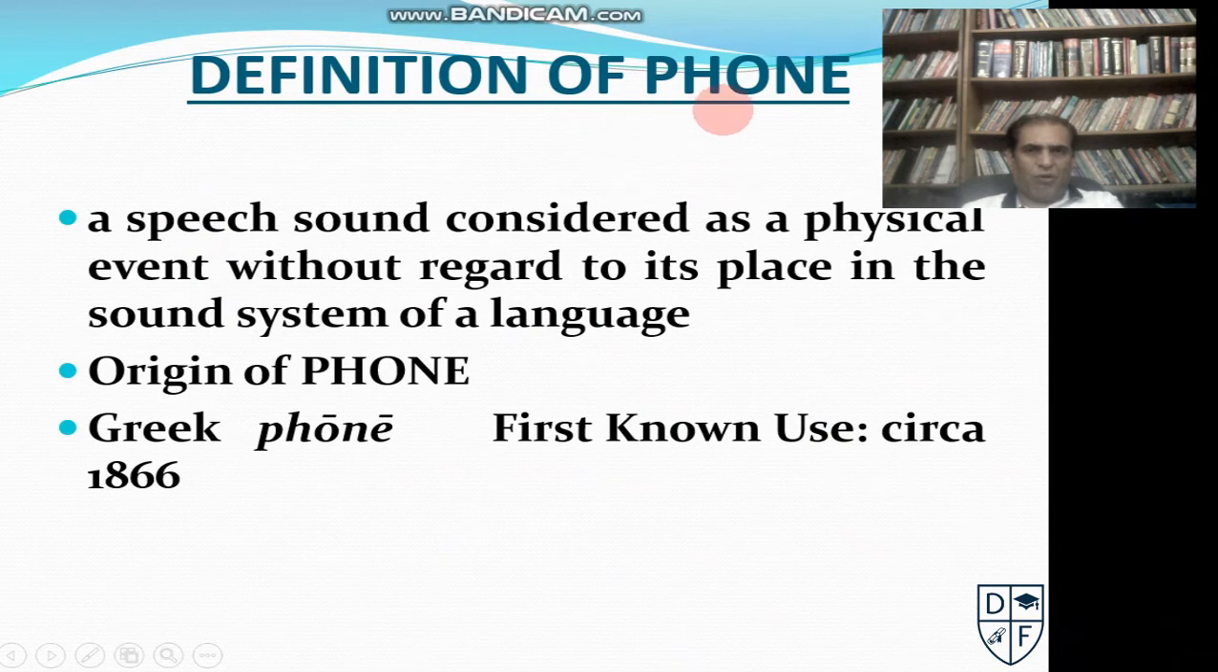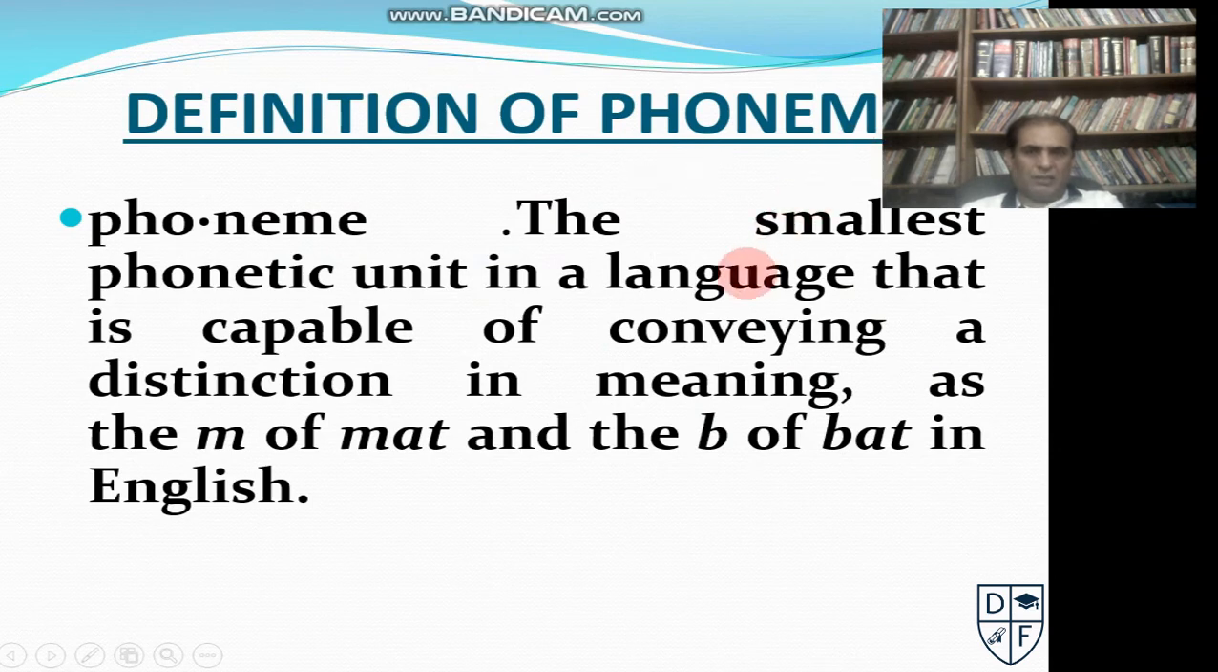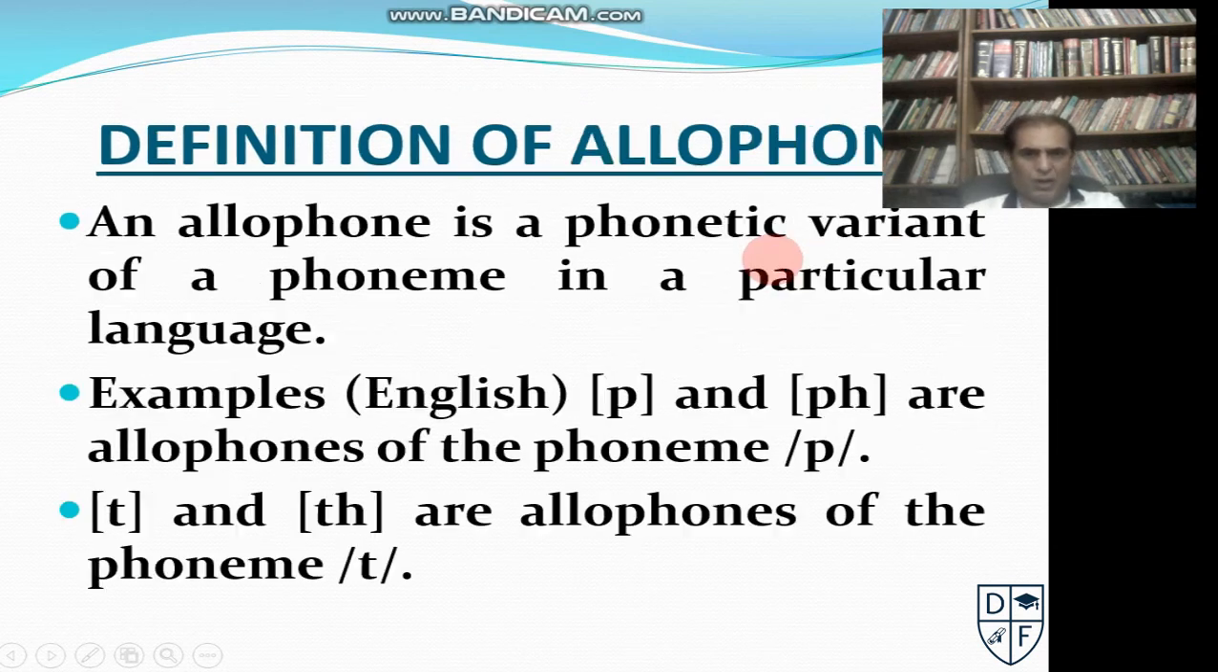Then we talked about a phone. A phone is a sound which is not a part of any language, it is a meaningless sound. A phoneme is a part of the speech sound of a language which is the smallest, meaningful, contrastive part. Then we talked about the allophone: p is a phoneme, p and ph are the allophones of it, like the allophones of the phoneme t.